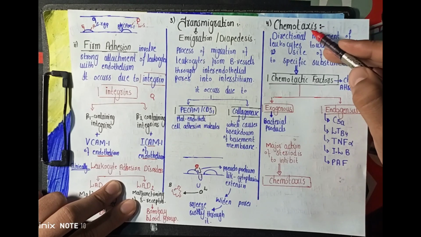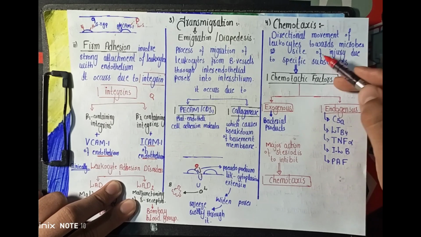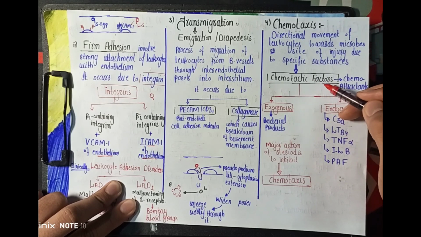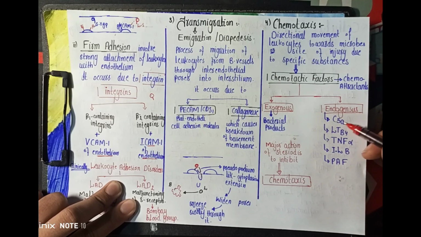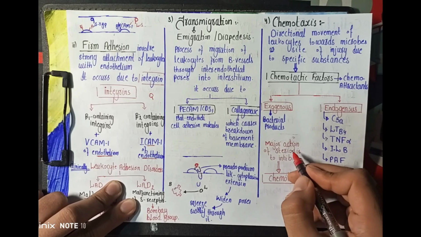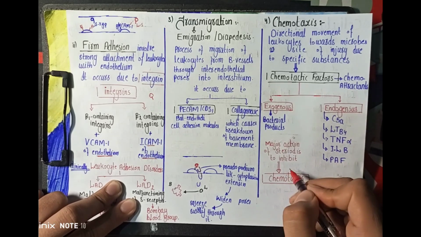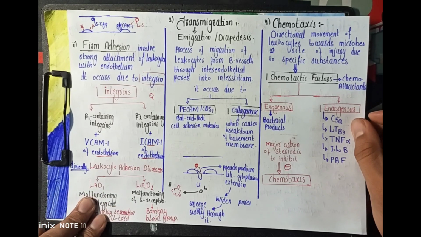Now, chemotaxis. Chemotaxis is the directional movement of the leukocyte towards the microbe or the site of injury. Chemotaxis occurs with the help of specific chemical attractant molecules, which are known as chemotactic factors. These chemotactic factors may be exogenous, which include bacterial products, or endogenous, which include complement factors like C5a, leukotriene B4, tumor necrosis factor alpha, interleukin-1, and platelet activating factor. And the last one is the action of steroids. We use steroids during inflammation, and these steroids inhibit the process of chemotaxis. Hence, we use steroids during inflammation to reduce the process of inflammation.